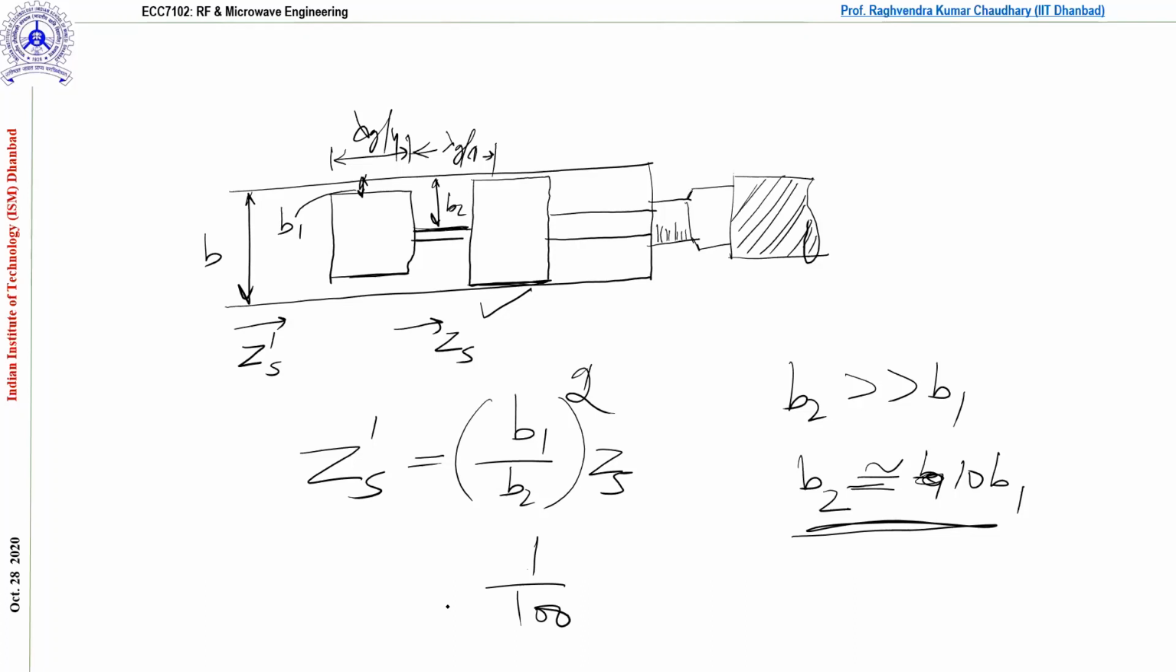Still, in a lab, if you go, you will see we are using this rotary kind of variable short. But the improved version is there. It works over some frequency bands, not a single frequency. So this is all about the variable short.